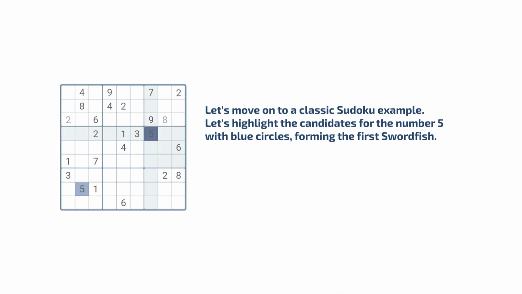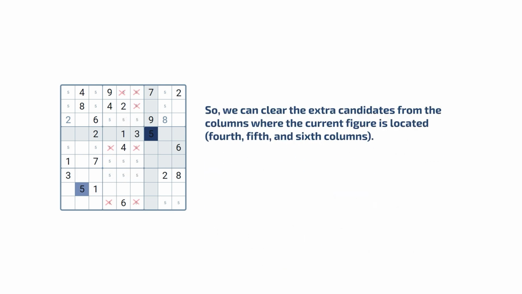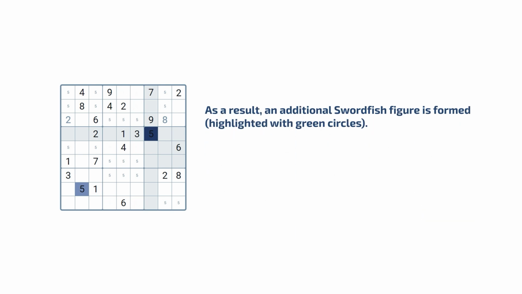Let's move on to a classic Sudoku example. Let's highlight the candidates for the number 5 with blue circles, forming the first swordfish. As we can see, there is a strong horizontal connection across the rows, no more than 3 candidates in one row. So we can clear the extra candidates from the columns where the current figure is located, 4th, 5th, and 6th columns. As a result, an additional swordfish figure is formed, highlighted with green circles.